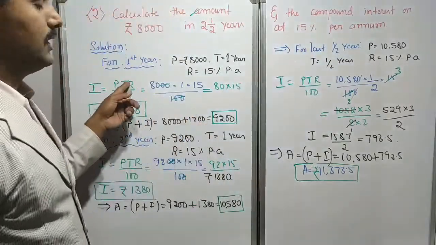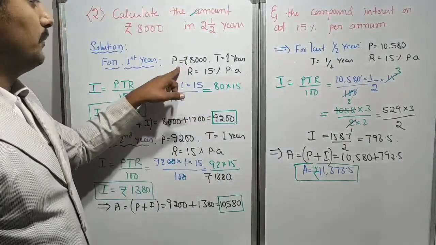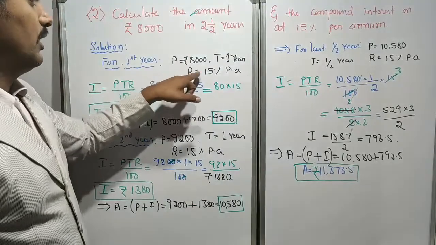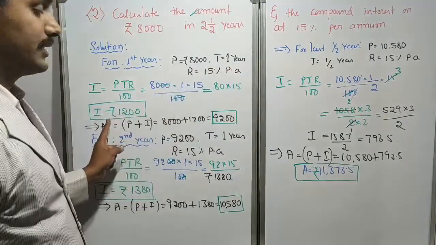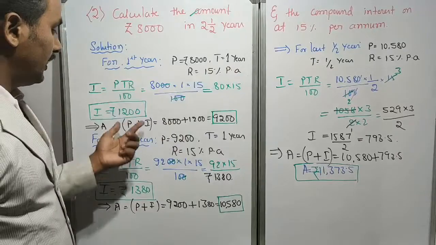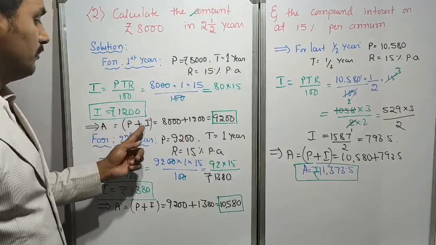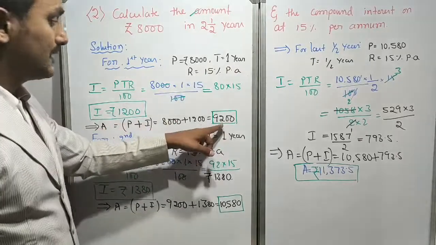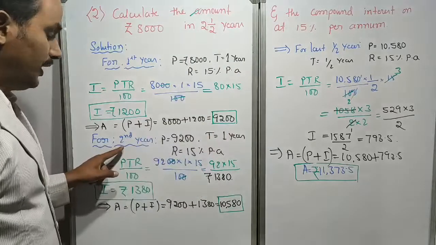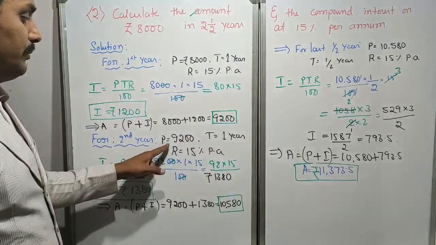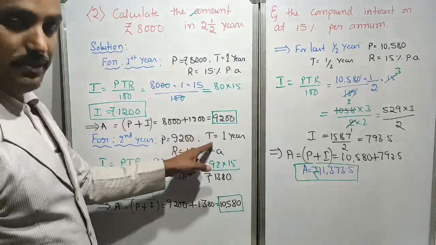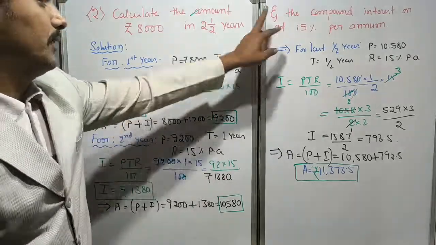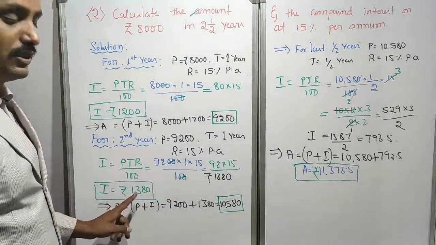Look here. First year, what I did, I will give the expression. Principal amount, initial amount 8,000. Rate of interest for 1 year, I find out the interest 1,200. Then at the end of the first year, amount is equal to principal plus interest, equal to 9,200. This 9,200 became the principal amount of the second year. The principal 9,200, time is also 1 year. Rate of interest same 15%. Then interest I got 1,380.